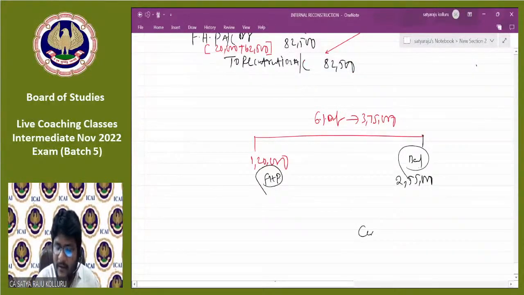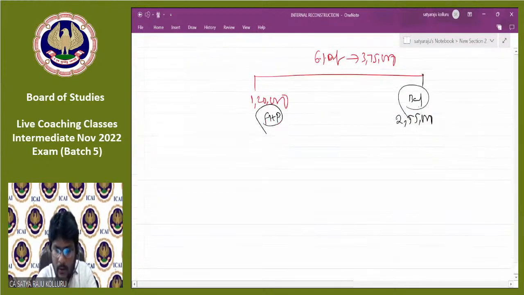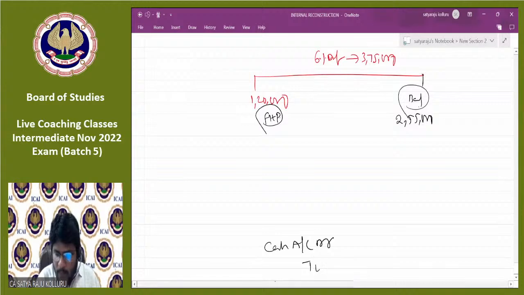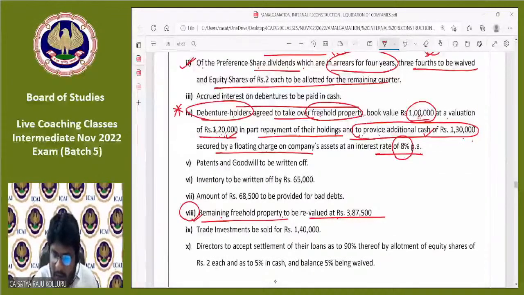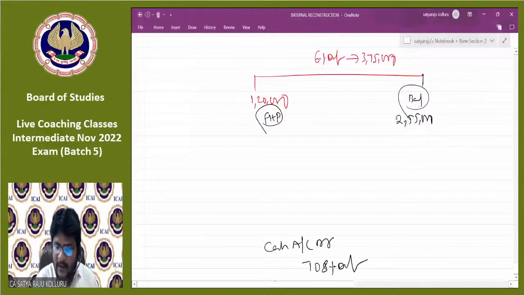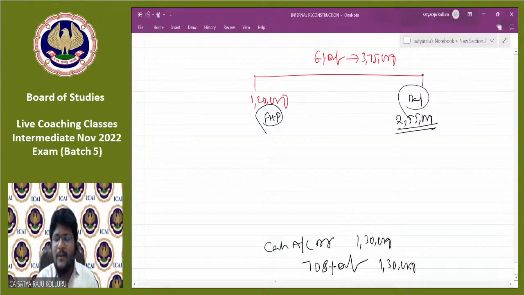For that, the entry was cash account debtor. Not here, I'll write down here. Cash account debtor to 8% debentures. This is a further subscription of debentures. It was clearly given to provide additional cash of 1,30,000. They are subscribing the further debentures. Now, what about the balance amount? That balance amount is going to be continued to show in the balance sheet after internal reconstruction.